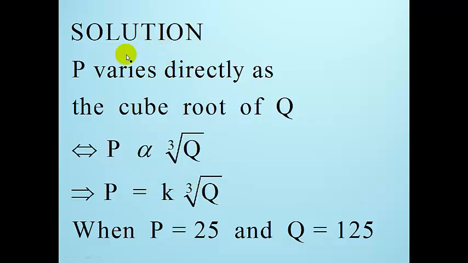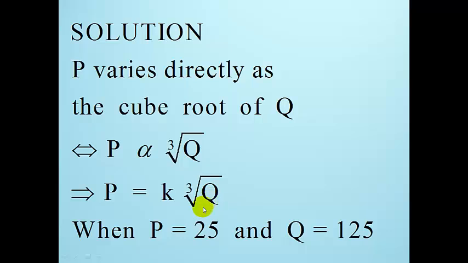Solution. From the question, p varies directly as the cube root of q. So we have p varying as the cube root of q, and this is how we write the cube root of q. Now when we introduce the constant of proportionality k, the variation sign changes to equal to. So we have p equals k times the cube root of q.